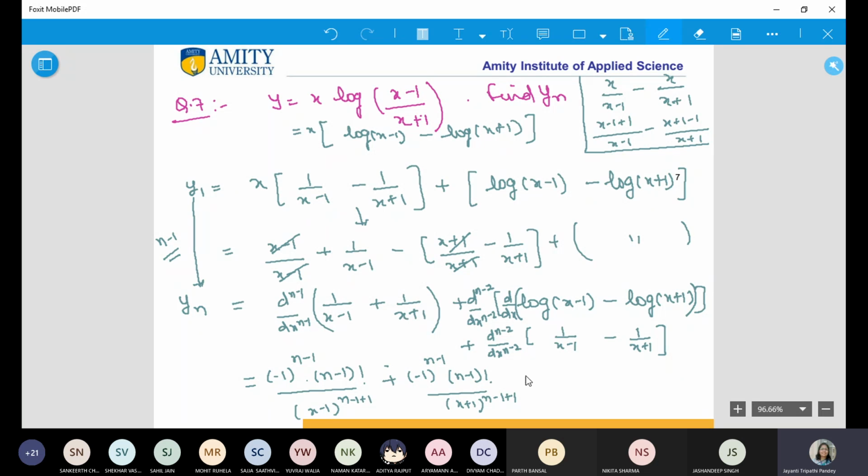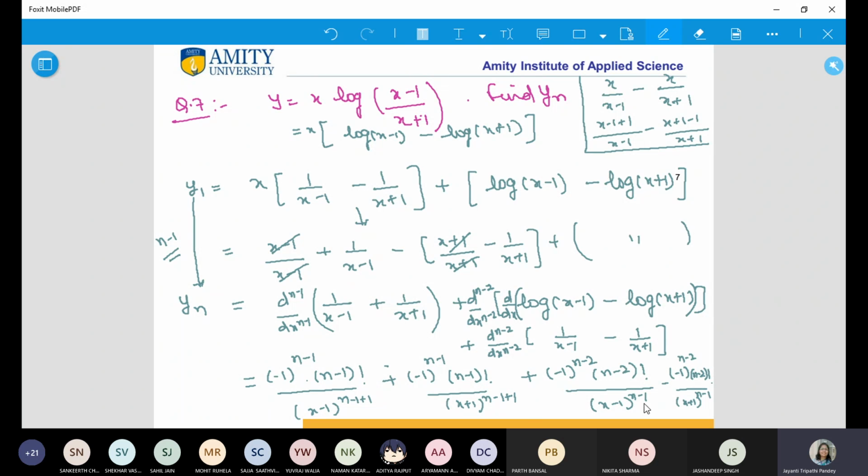This is this part. Now when you come to this, you are differentiating it n minus 2 times. So remember that. Now I am writing it n minus 1. I'm assuming you can understand. Have you understood what we have done? Directly applied the formula for the derivative that we are looking for.